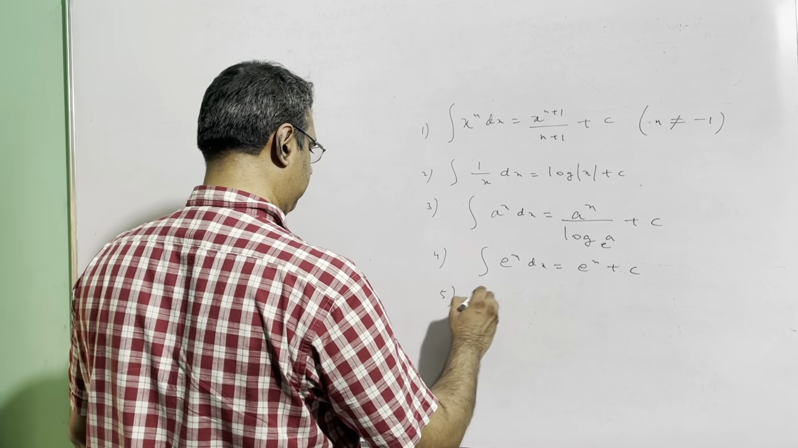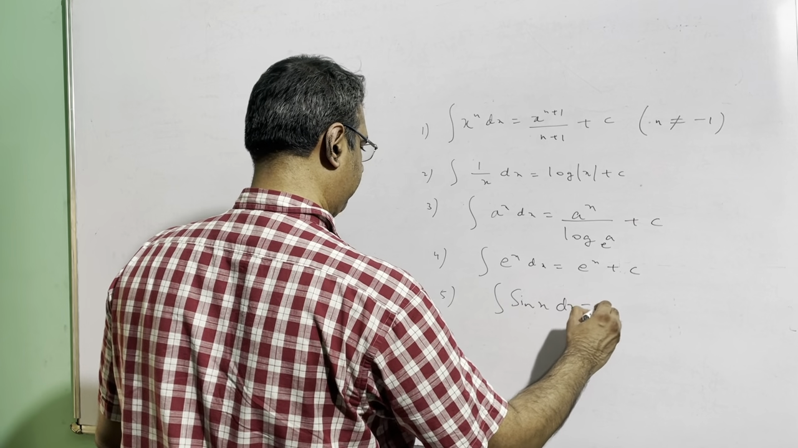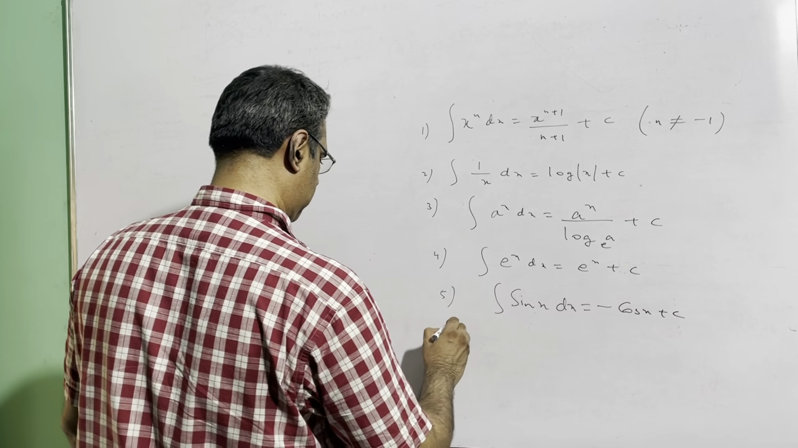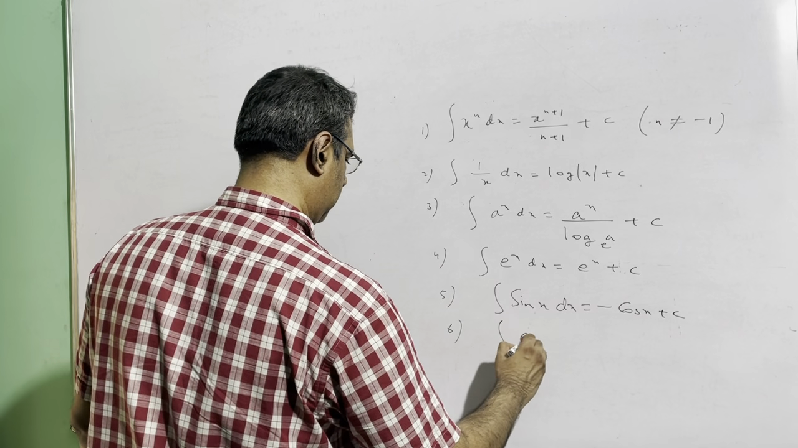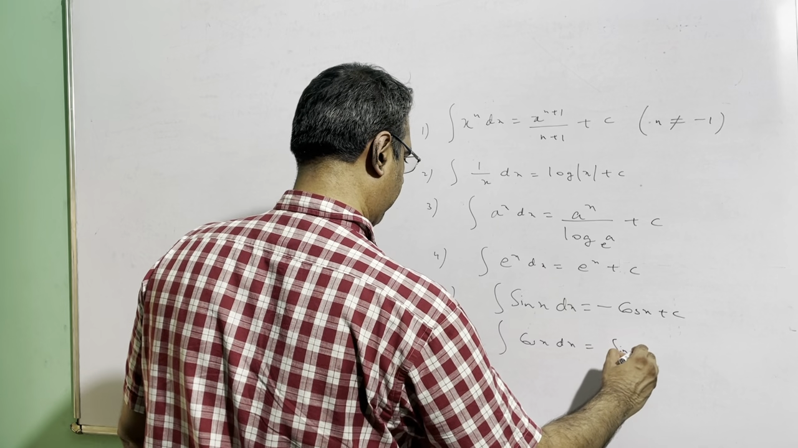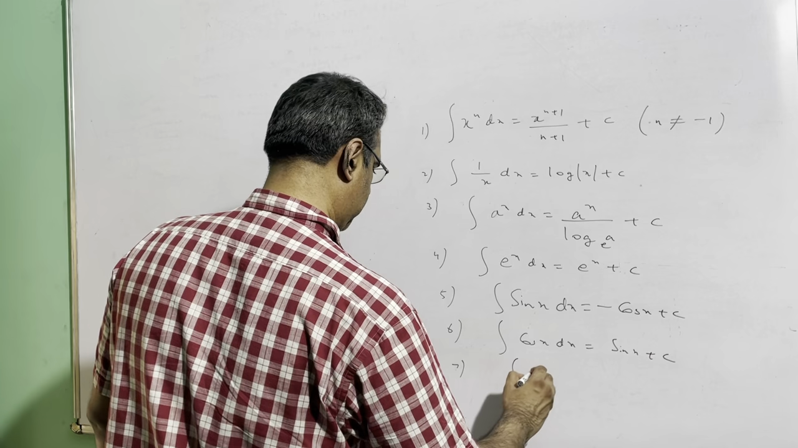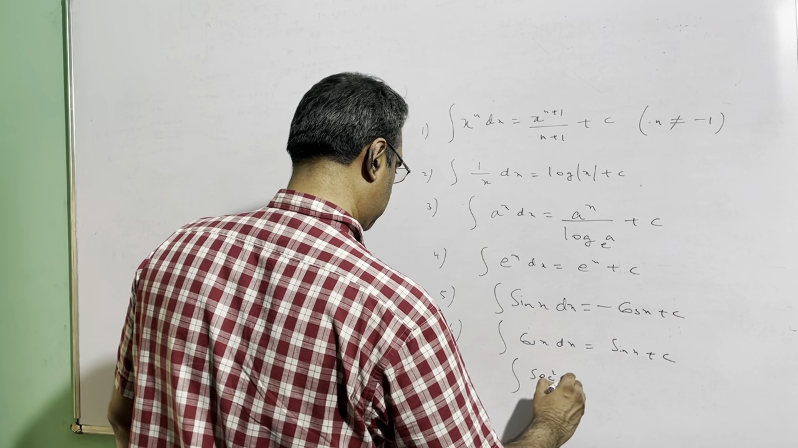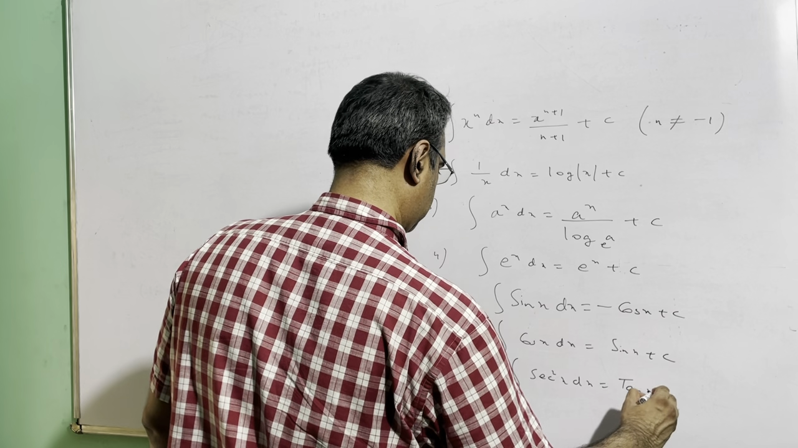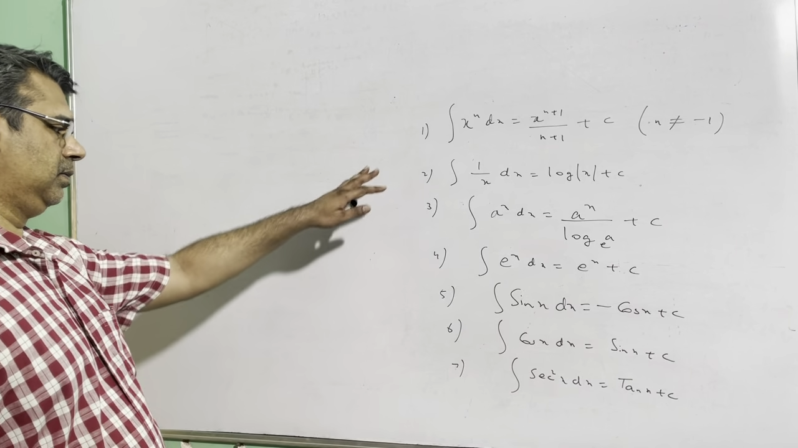So number 5, integration sin x is equal to minus cos x plus c. Then integration cos x is equal to sin x plus c. Then integration sec square x is equal to tan x plus c. So these were the formulas.